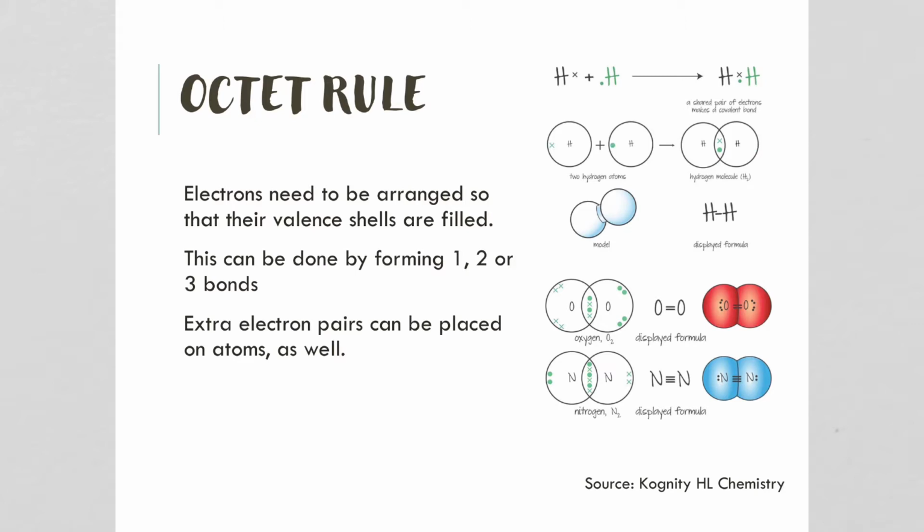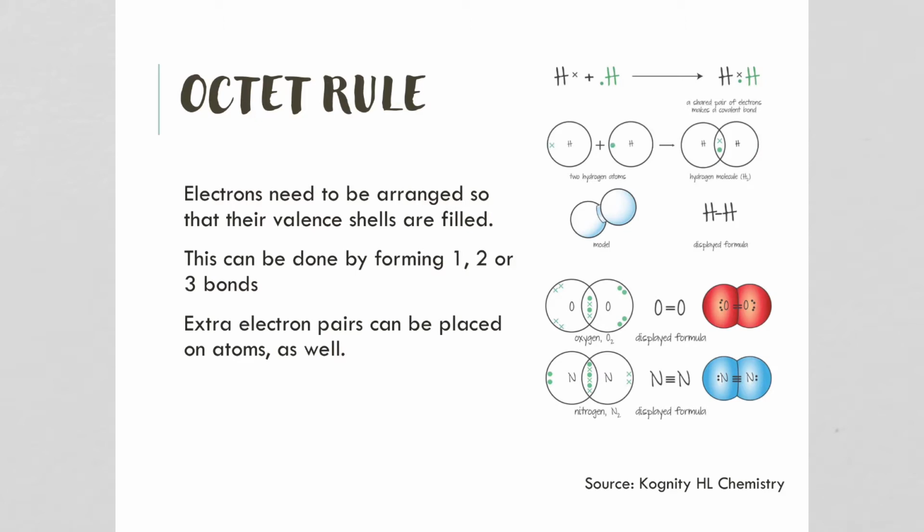This can be done by forming single, double, or triple bonds, and we'll talk about examples of those in a second. If there are still extra electron pairs, they can be placed on atoms as well. Once you've satisfied the number of bonds they can make, you can put the extra electron pairs on them.